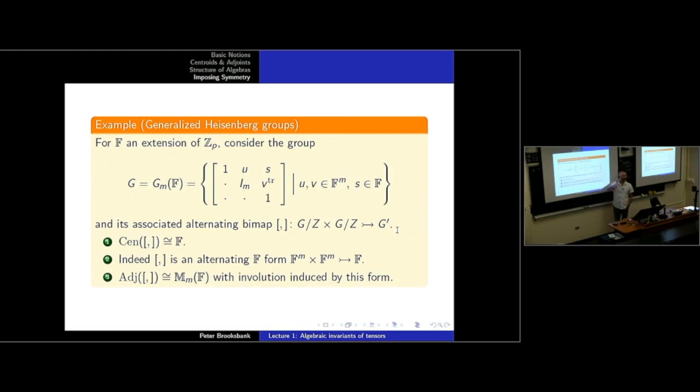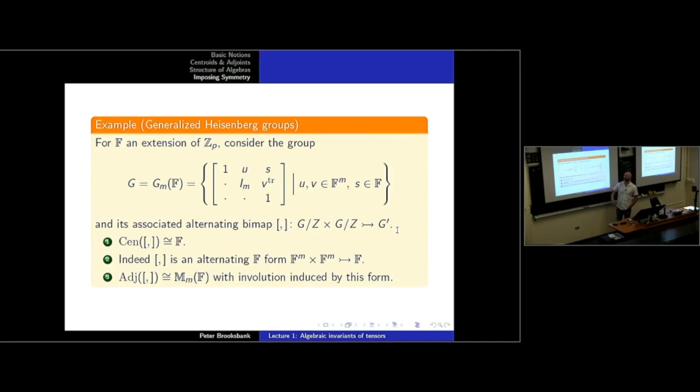But 2m, sorry, yeah, I do mean 2m. James, the question is, do I mean 2m here? And I do, of course, mean a 2m dimensional vector space. So we get this alternating form from F^2m cross F^2m to F. So that's what happens if you write it over the centroid.